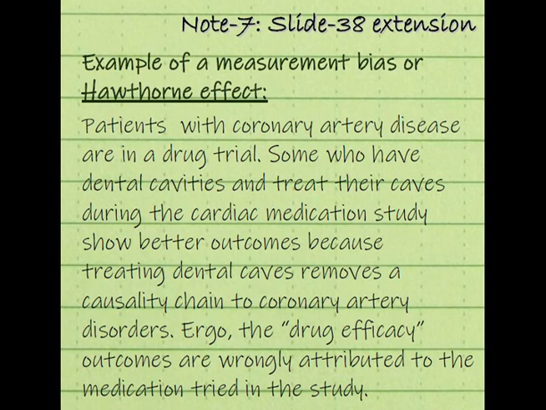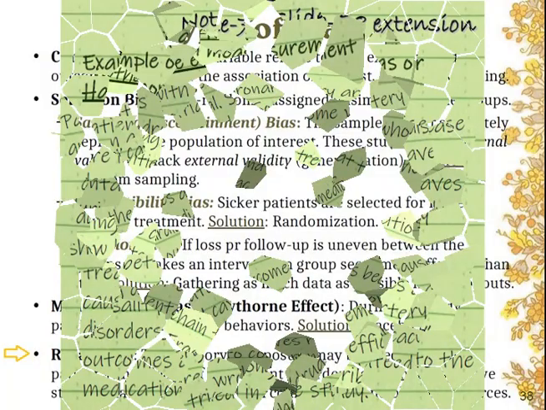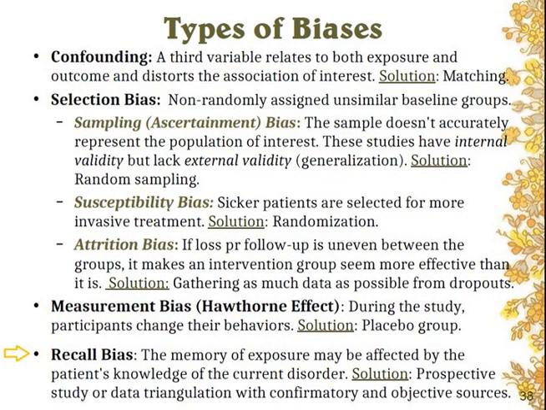This type of bias is called the Hawthorne effect after the experiments that had taken place at the Western Electric Factory in the Hawthorne suburb of Chicago in the late 1920s and 30s. Recall bias. This is when a patient's memory of exposure is affected by his awareness of his current disorder.